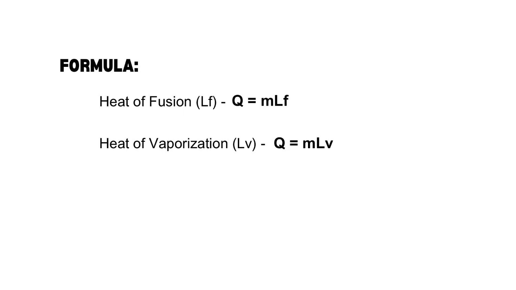The formula to calculate the heat of fusion is given by Q equals m times LF, where m represents the mass in kilograms or pounds, and LF represents the heat of fusion in kilojoules per kilogram, kilocalories per kilogram, or British thermal units per pound. Additionally, the formula to calculate the heat of vaporization is similar. Q equals m times LV, where m represents the mass and LV represents the heat of vaporization in kilojoules per kilogram, kilocalories per kilogram, or British thermal units per pound.